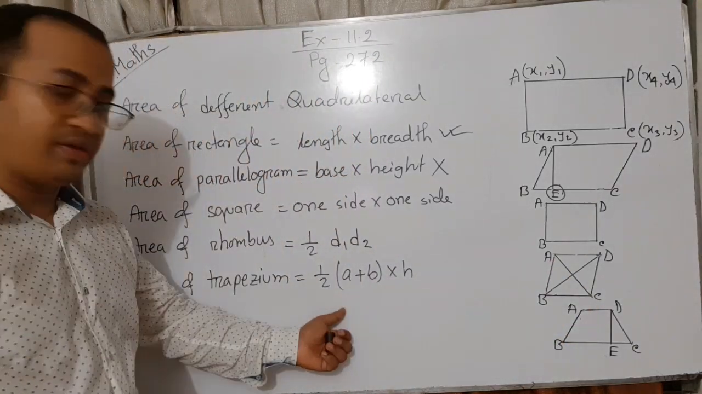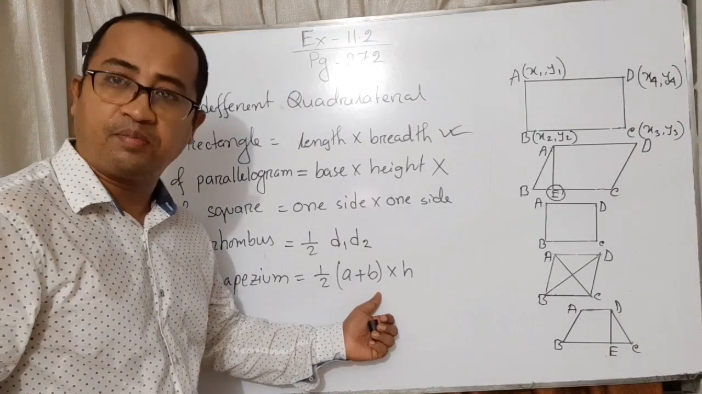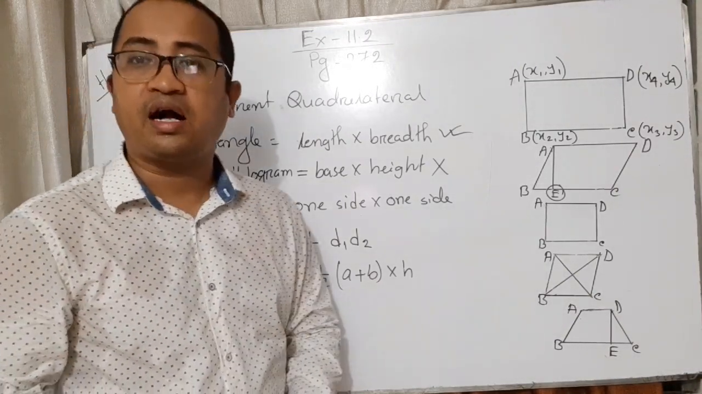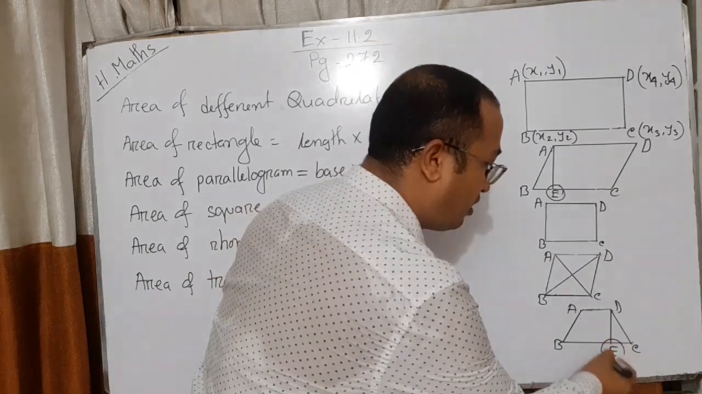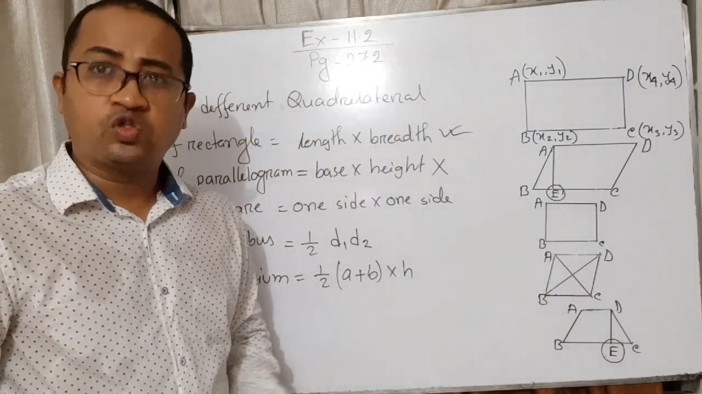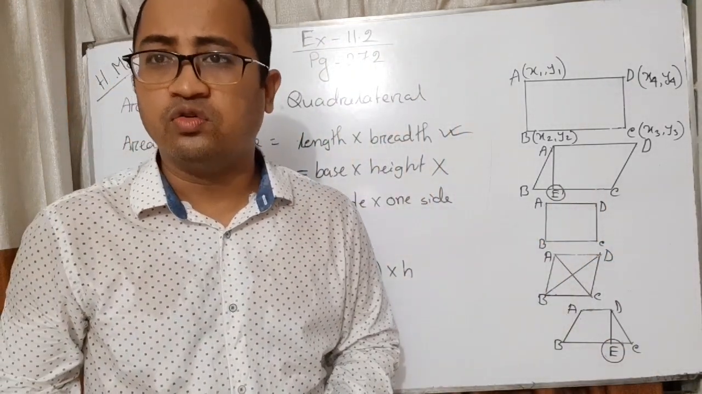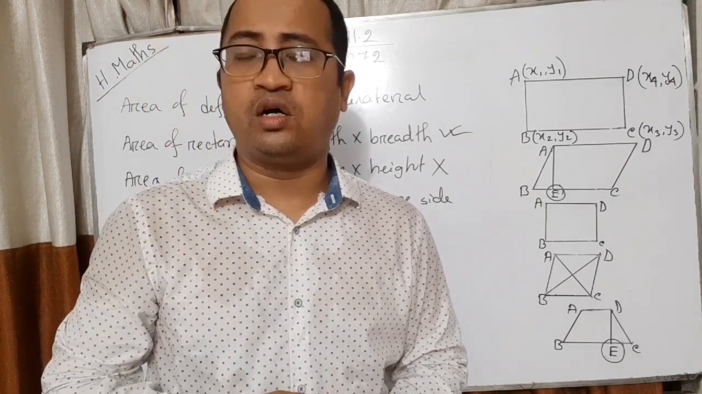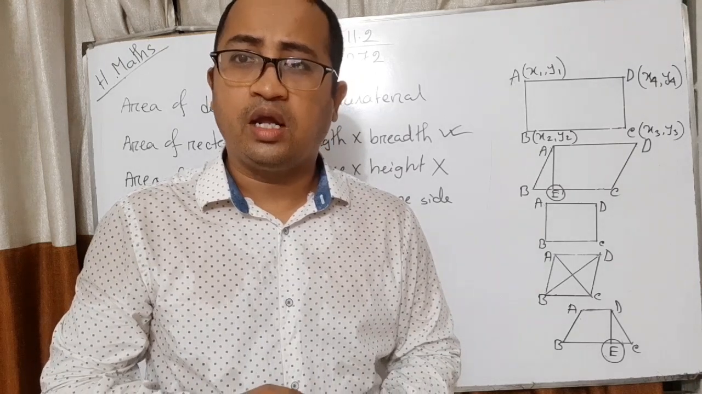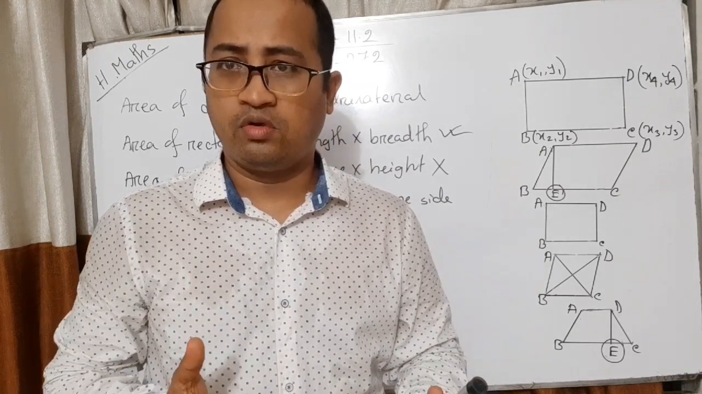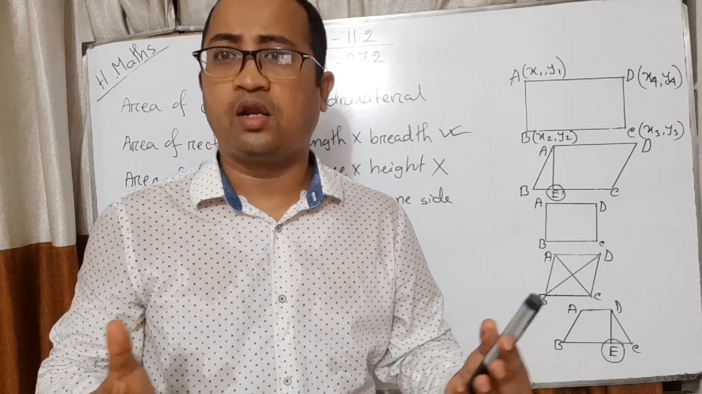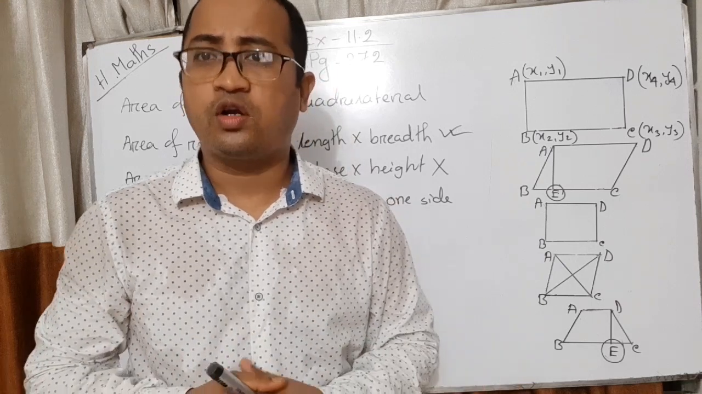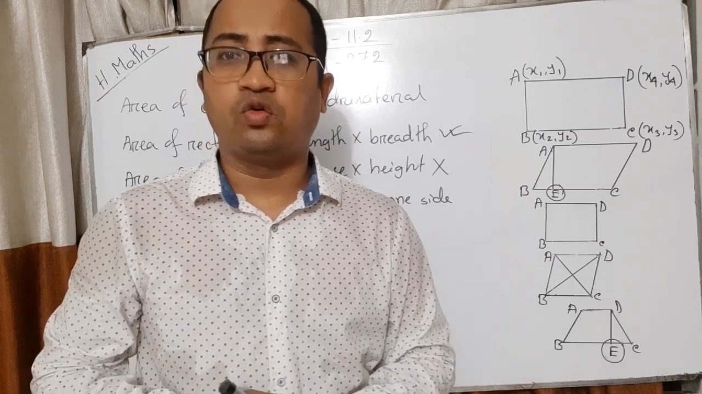Look, area of trapezium. You can find out A and B, but you cannot find out the height because you don't know the coordinates of E. So all these formulas you cannot use, but I will show you one formula by which you can find out the area of any quadrilateral, whatever it is, rectangle, parallelogram, square, rhombus or trapezium or any other irregular shape.